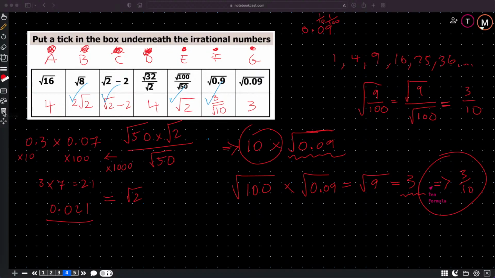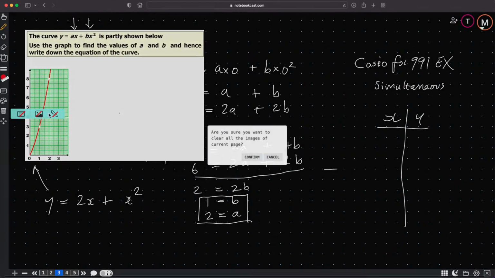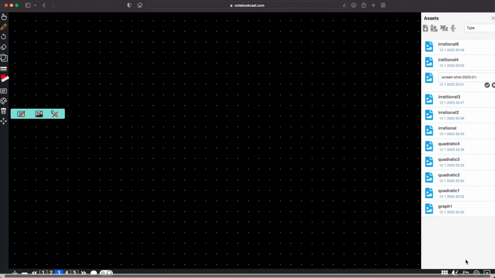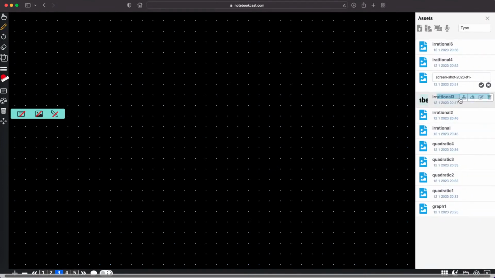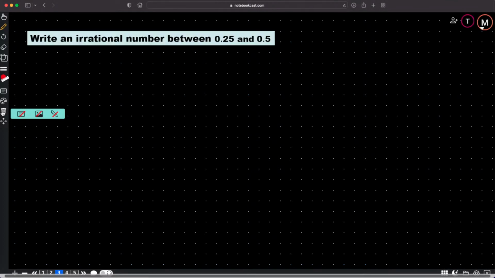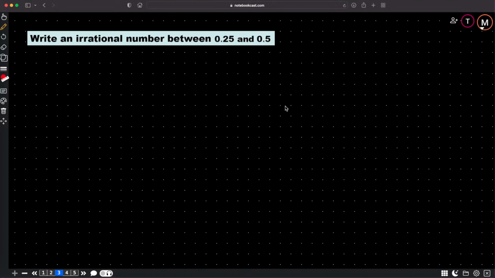Okay, next one. Let's clear the page. Let's clear this one off. Okey-doke. Was it this one? What we got coming up next? Oh yeah. Write an irrational number between 0.25 and 0.5.